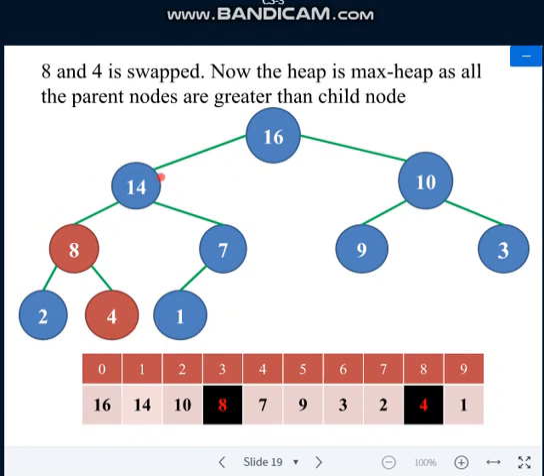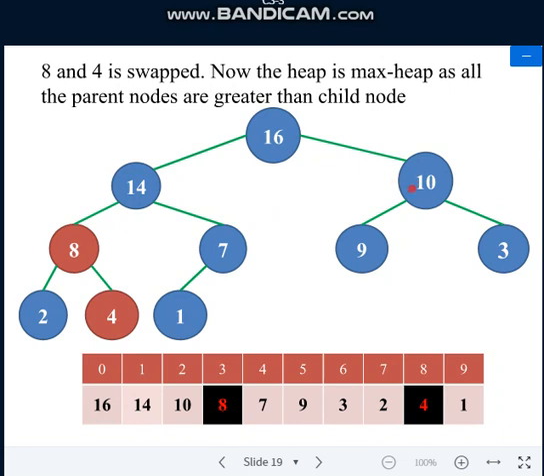What do you mean by max heap? The parent should be greater than both the children. So 14, is it greater than 8 and 7? Yes. 8, is it greater than 2 and 4? Yes. 7, is it greater than 1? Yes. So the left subtree is now done. Let us proceed with the right subtree now.